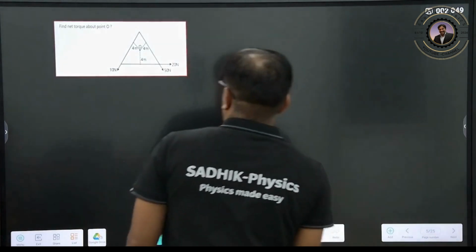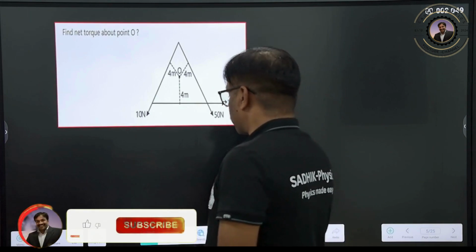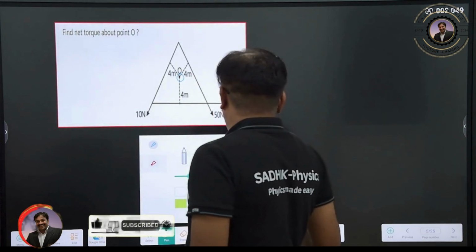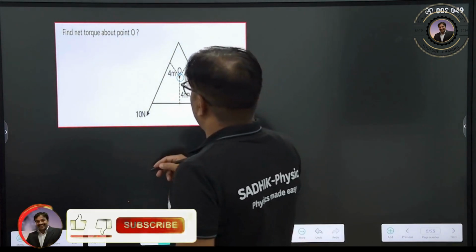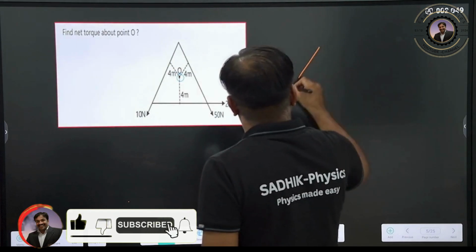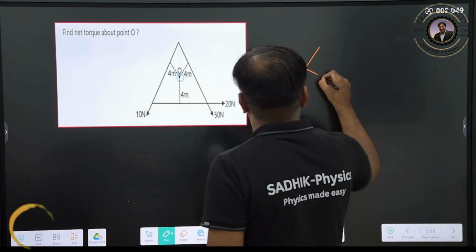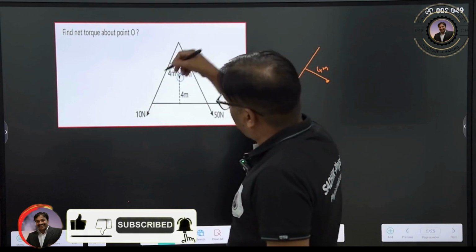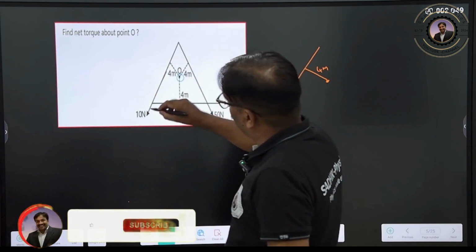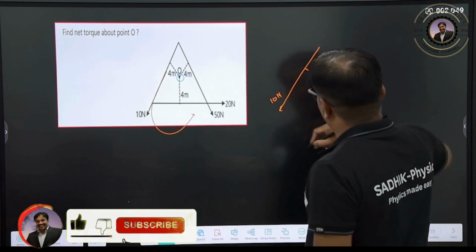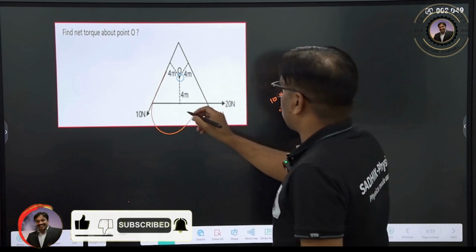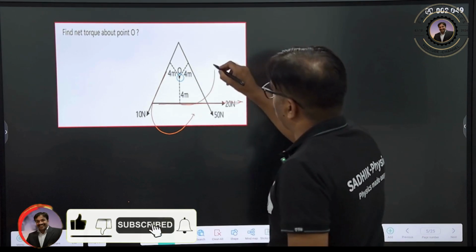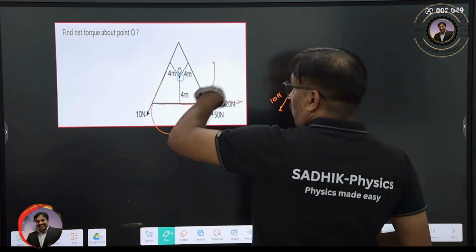Now we will do one more question. Here we want to calculate the torque at this point O. What is this 10 newtons doing? The perpendicular distance here is 4 meters, and it makes the object rotate like this. And this 20 newtons is also making it rotate like this. So these two are in the same direction.